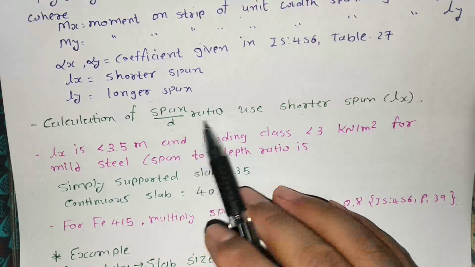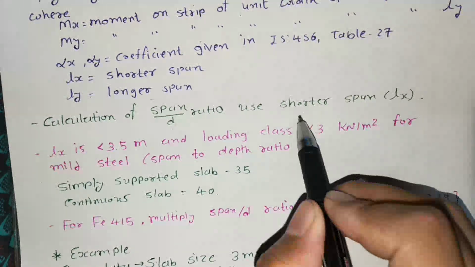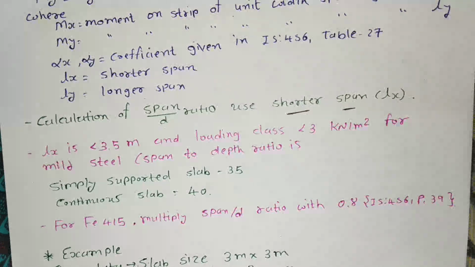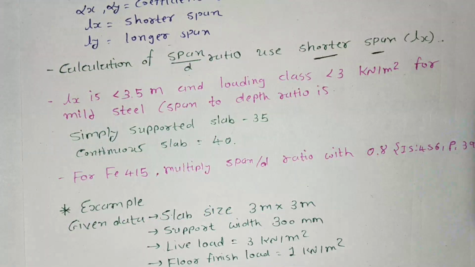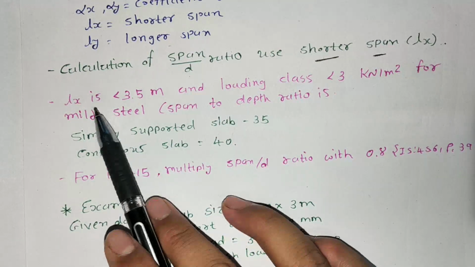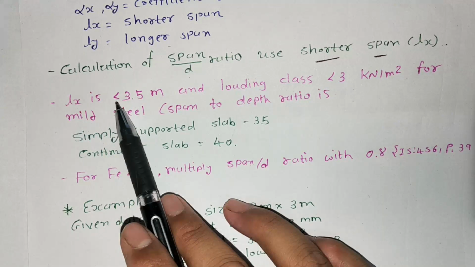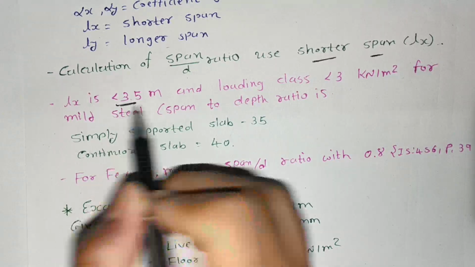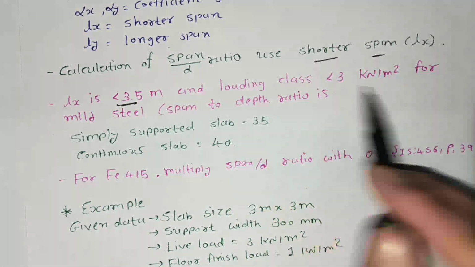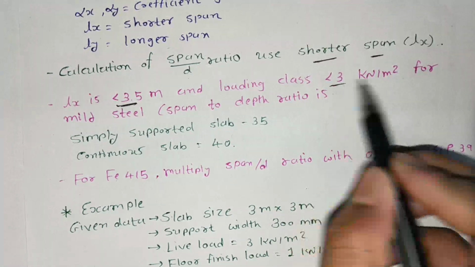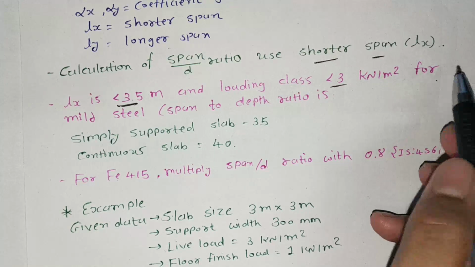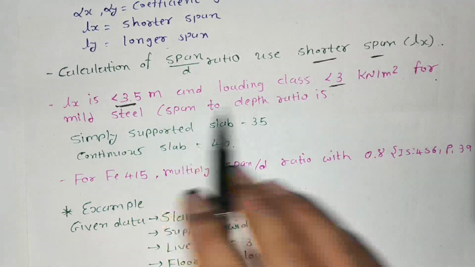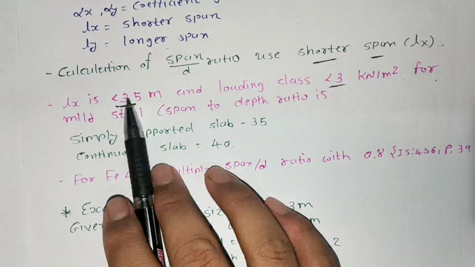Calculation of span by D ratio, we always use the shorter span. The next condition, and second, is Lx is less than 3.5 meter and the loading class is less than 3 kN per meter square. And for mild steel, span to depth ratio, these are the two conditions.